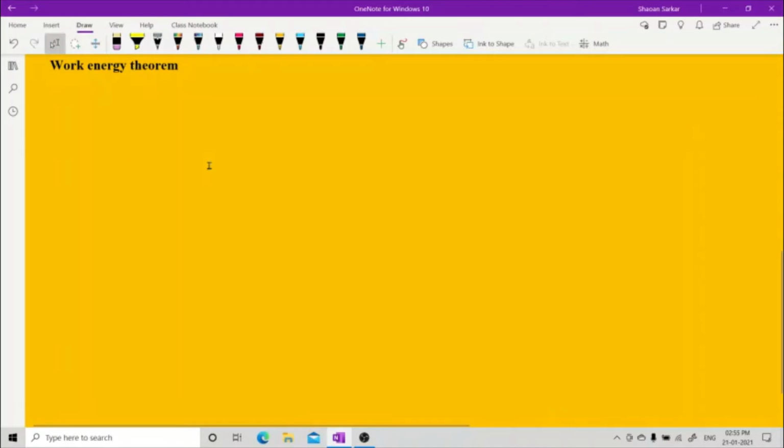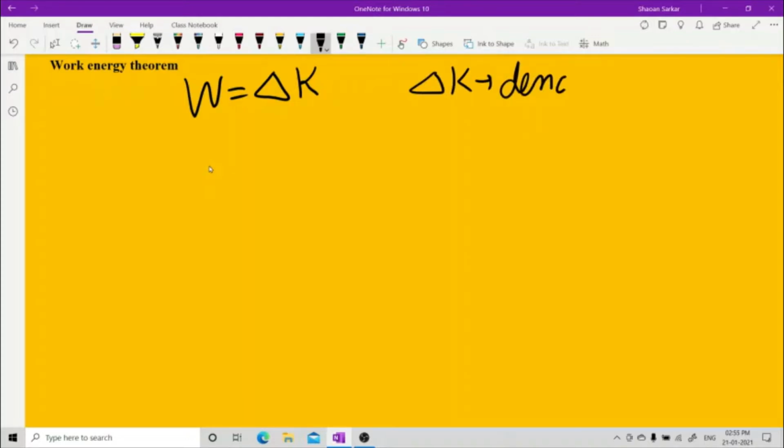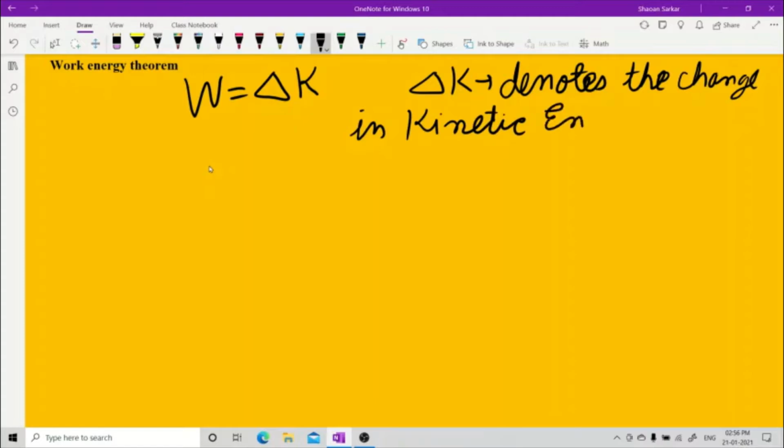Work energy theorem. The work energy theorem says the work is the change in kinetic energy. Delta K denotes the change in kinetic energy. In some books, they use delta T also, not a very big issue. So we will use this expression.